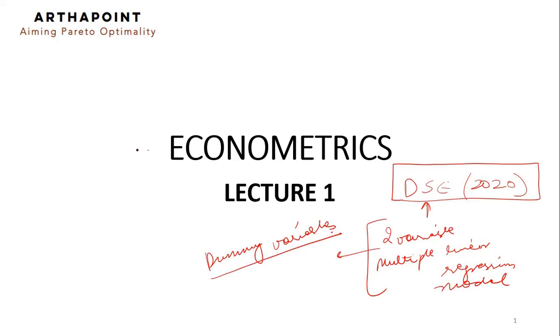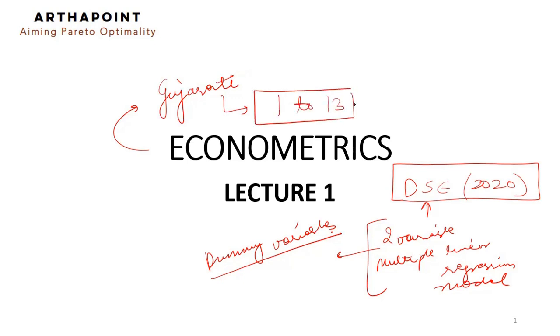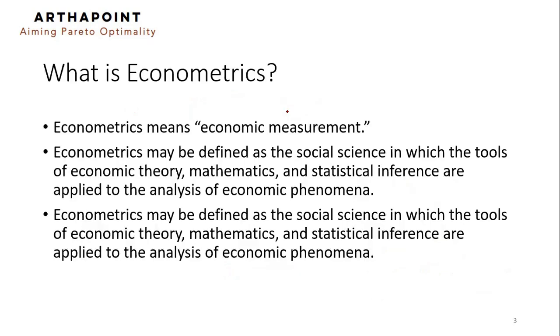Now, ideally, the book that I suggest for econometrics would be Gujarati, Damodar Gujarati. And the chapters that you're supposed to do would be from chapter 1 to 13. These are the major chapters that you have to focus on. All right, so let's start with this then.